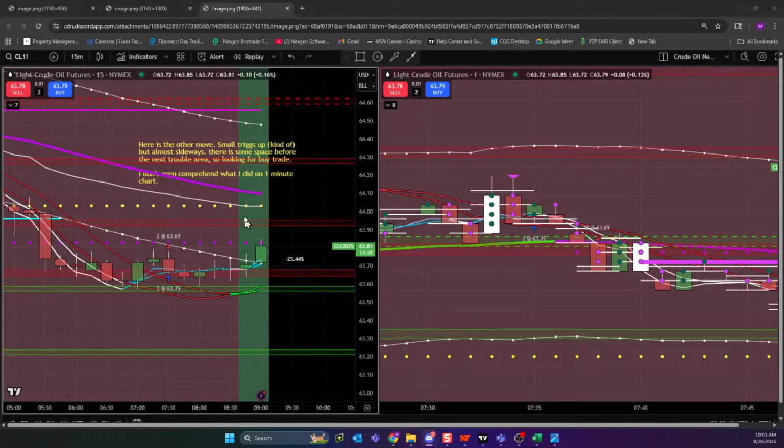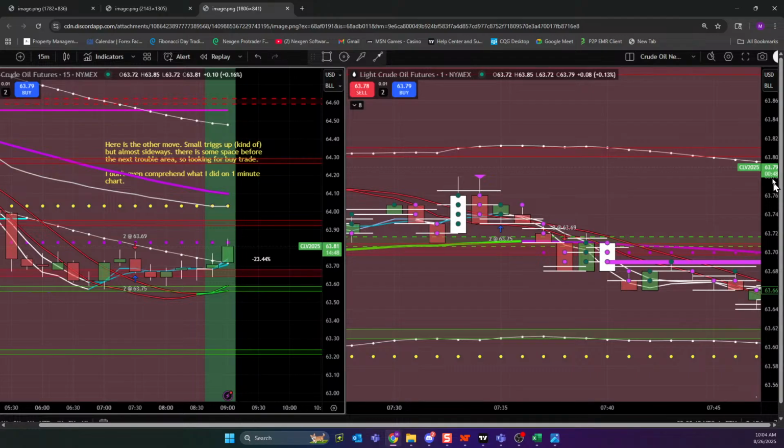All right, here's the other move. Small triggers up, kind of, but almost sideways. There is some space before the next trouble area, so looking for a buy trade. I don't even comprehend what I did on the small minute, on the 1 minute. All right, 81, 81.